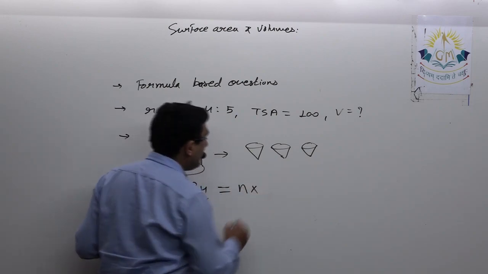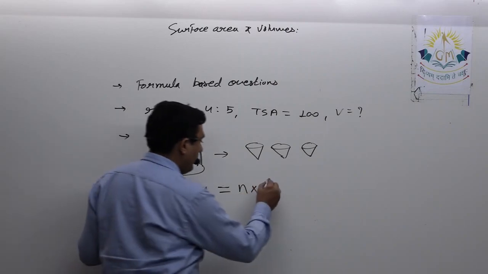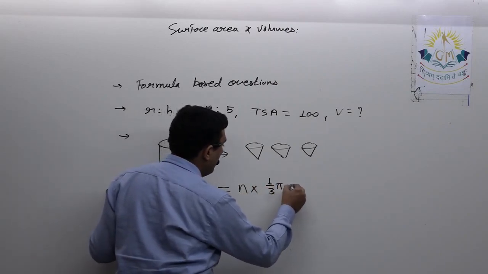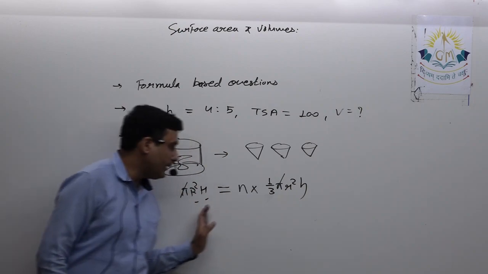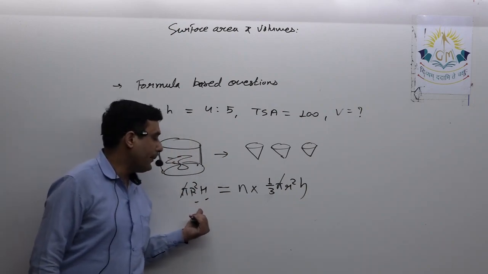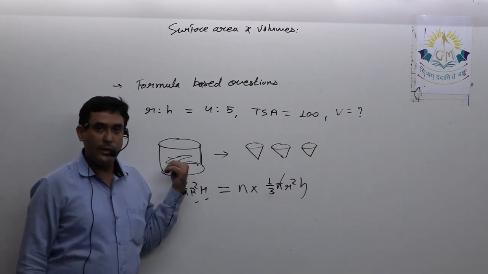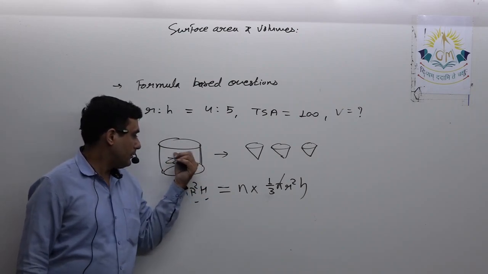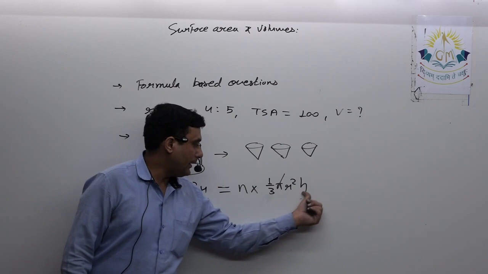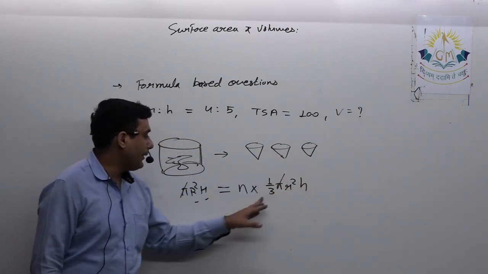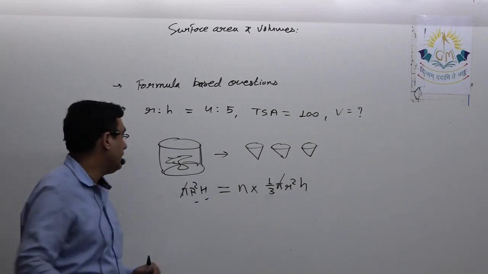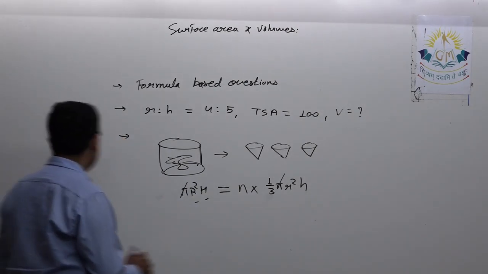Now I'm assuming there are n cones. Here the volume of a cone is 1 by 3 pi r square h. In this type of question you can cancel pi and pi directly by comparing. Definitely R and H of the cylinder must be given to you, and R and H of the cone will be given to you. Just by comparing these two you will get the value of n. That was the third type of question.